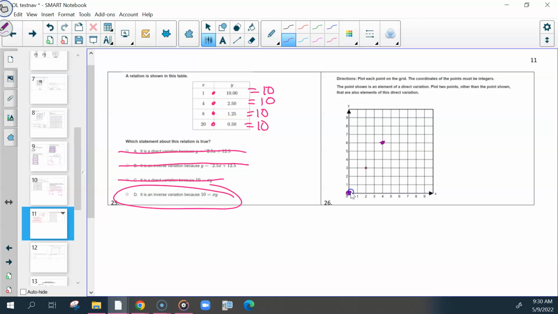If you wanted to double check, you could write the equation of this line. This would be y equals 3 over 2x. Put that in Desmos and see if your points match up.